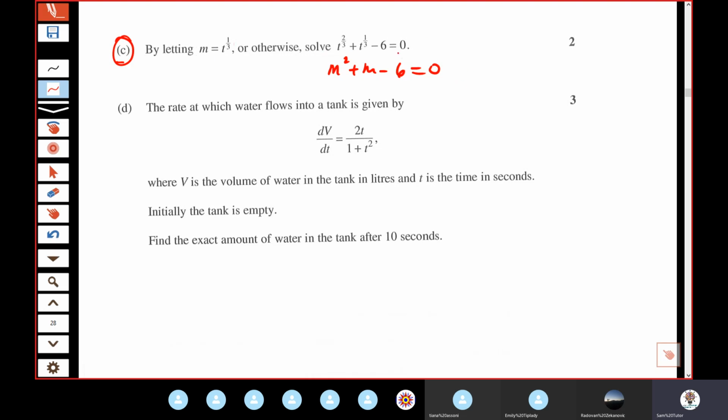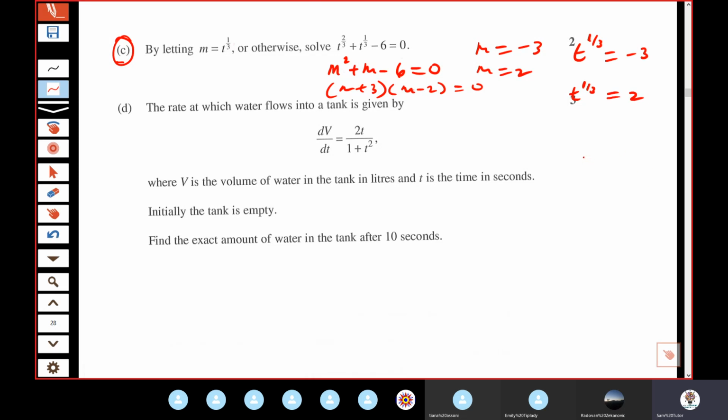So yeah, first look, most of you looked at that and went, whoa, what do we do with the power of a third? Again, wrong strategy. 1, 2, 3 terms, probably quadratic. Got it out, Emily? What did you get? m, and then this becomes m plus 3, m. So then m equals -3 and 2. And then of course you know that's t, because you're solving for t. So t to the power of a third equals -3, t to the power of a third equals 2.